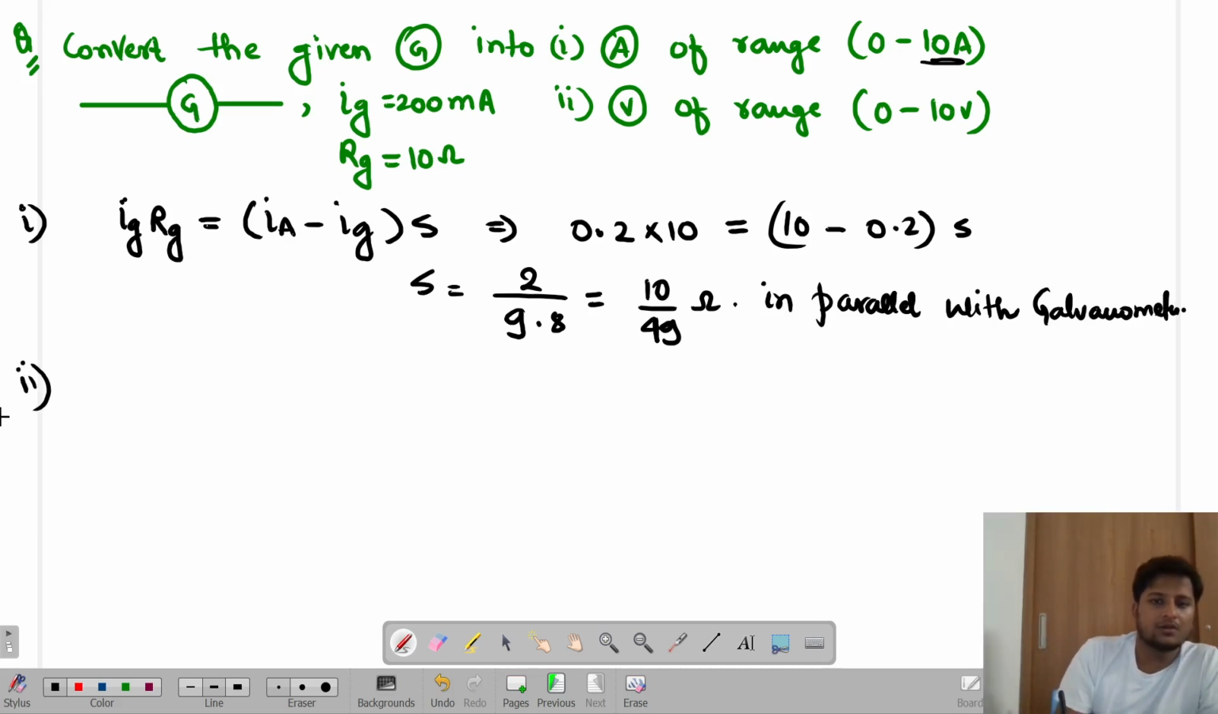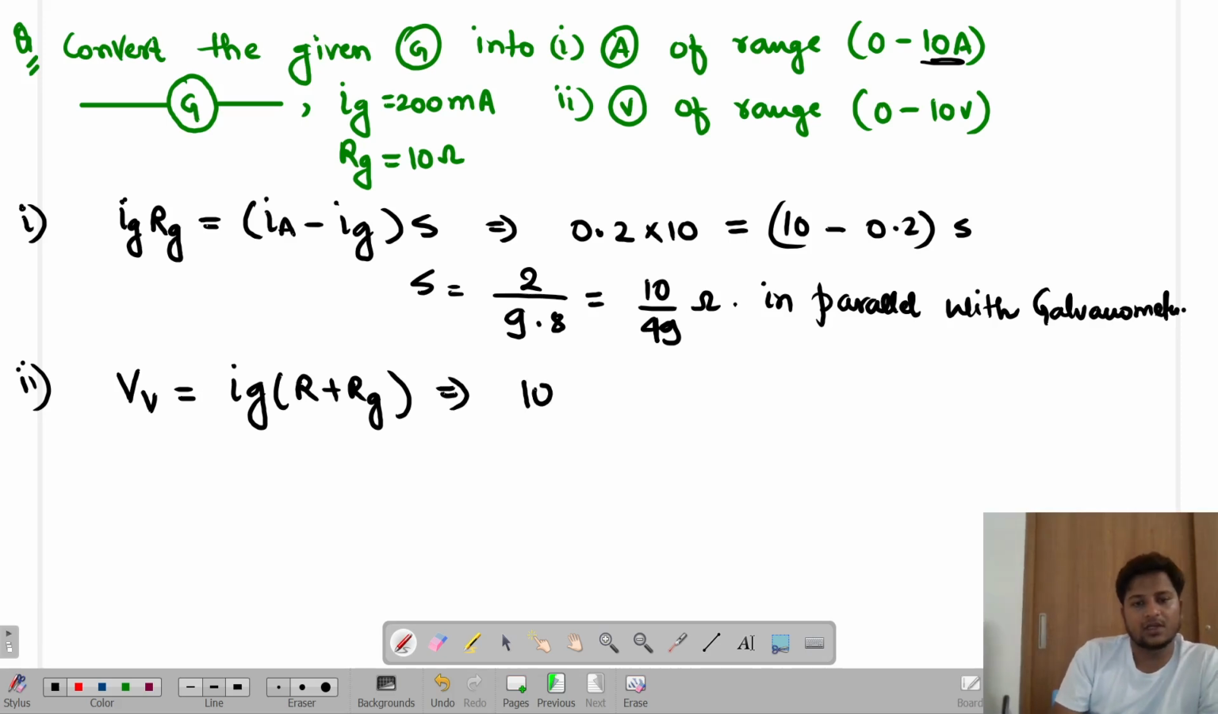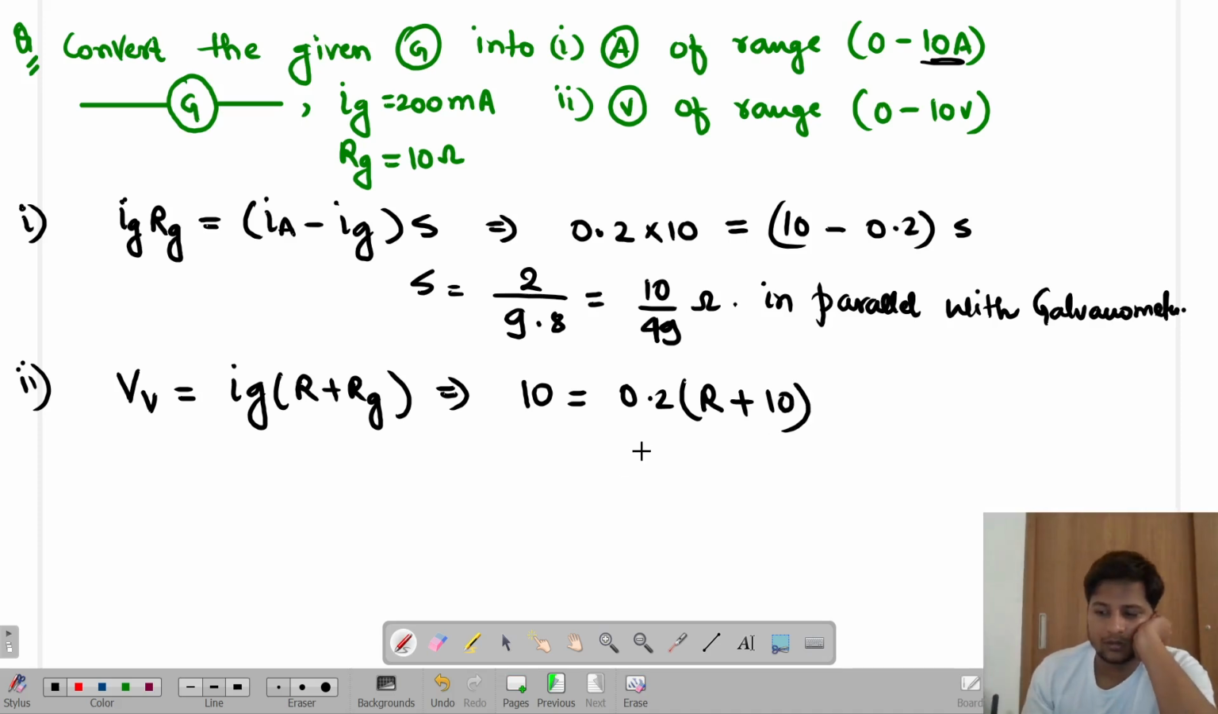Second one, I need a voltmeter. So once again, voltage of voltmeter is equal to, I have the formula, maximum deflection current in galvanometer into R plus Rg. So once again, 10 is equal to how much? Ig is 0.2, R plus Rg is how much? Right or not? Yeah, so this will come as R plus 10 is equal to 10 divided by 0.2, which means 50, isn't it? So R is equal to how much? 40 ohms in series.